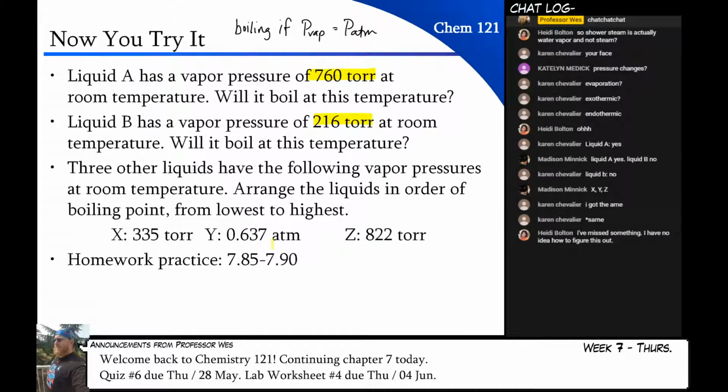Remember, if the vapor pressure is high, the boiling point will be low, because you don't have to get it much higher to get it to 760. If the vapor pressure is low, then you have to heat it up a lot more to get to a boiling point. So try that. I'll come back in another 2 minutes, and we'll go over the answer.